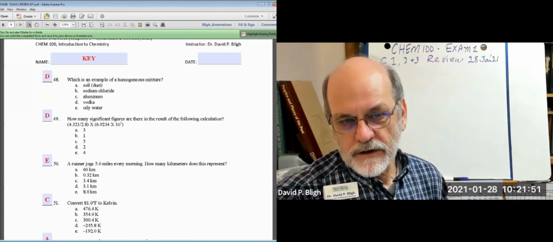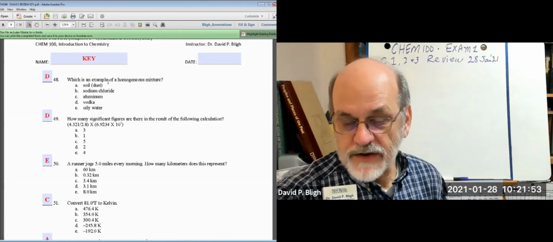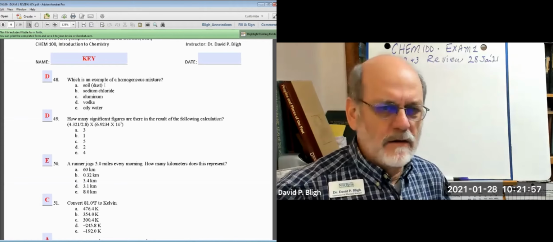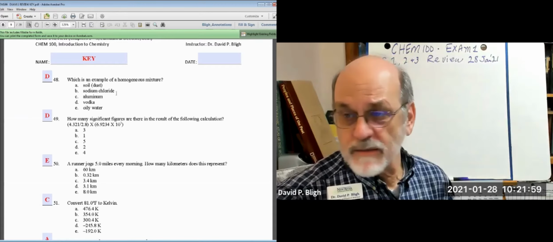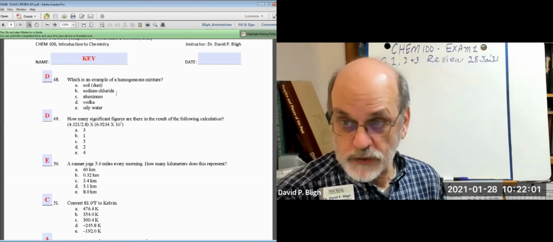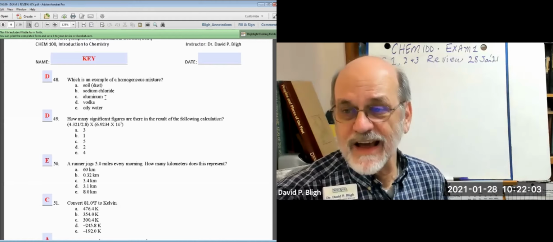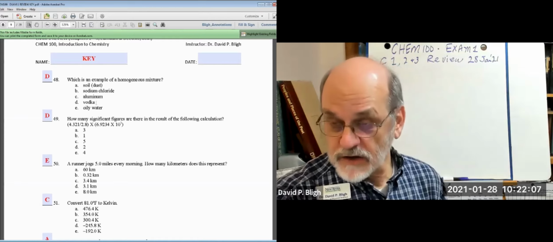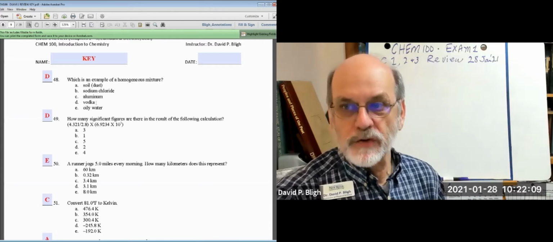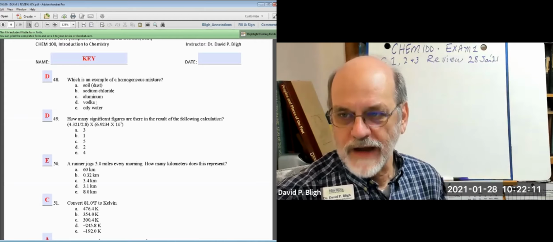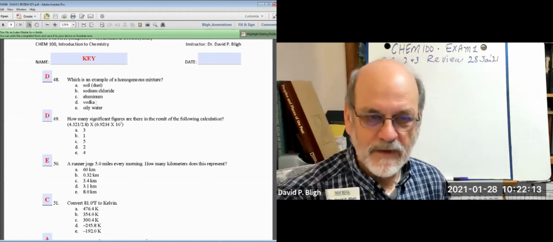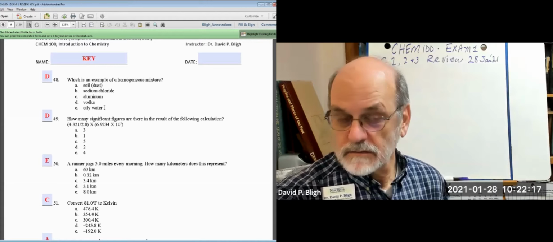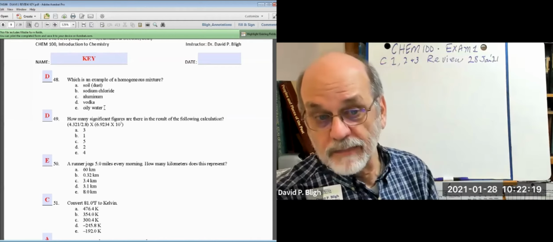So soil or dust, I don't know why they put that in there. Sodium chloride is not a mixture. It's a compound. It's a pure substance. Aluminum is an element. It's pure, not a mixture. Vodka is a mixture, right? All booze is a mixture. It's got water and alcohol and other stuff. Oily water, that's a mixture. I mean, if you mix it up.